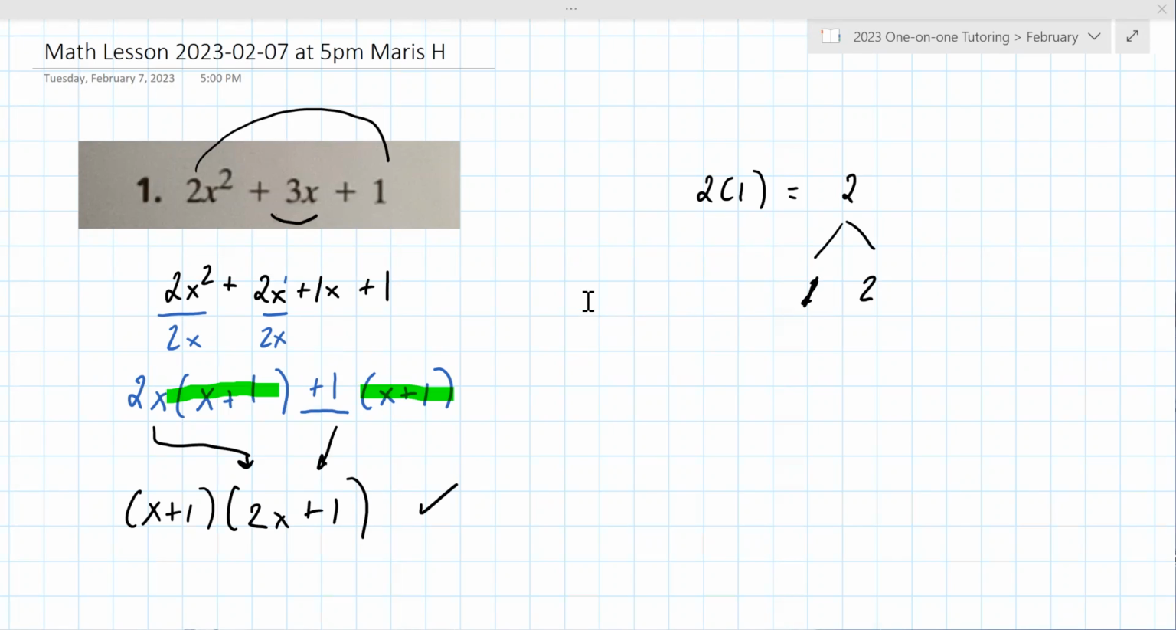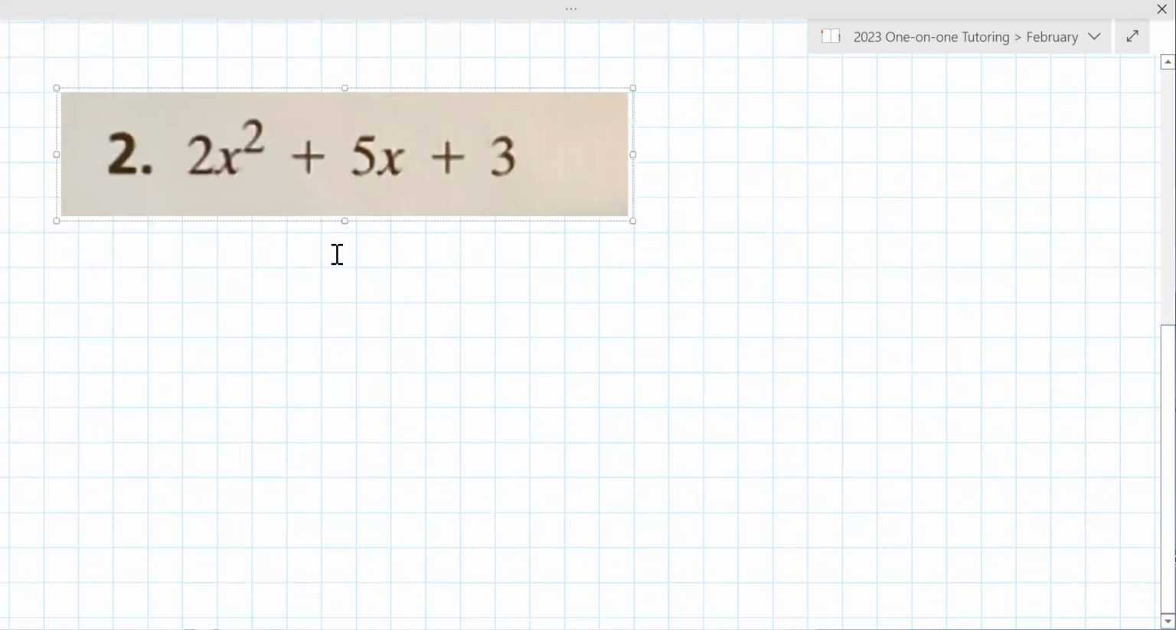We're going to do all the positive ones first, kind of like we did last time. That will help with grouping. All right. Okay, so again, same type of problem.